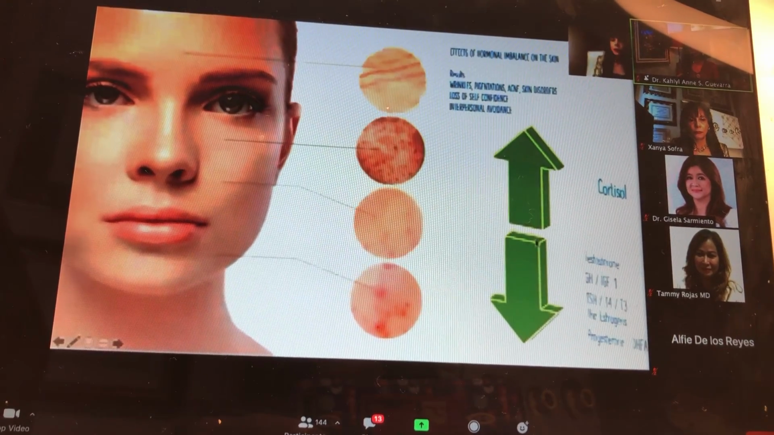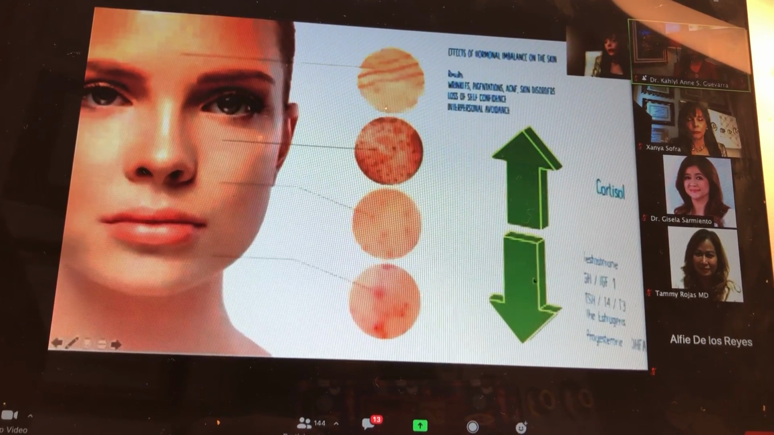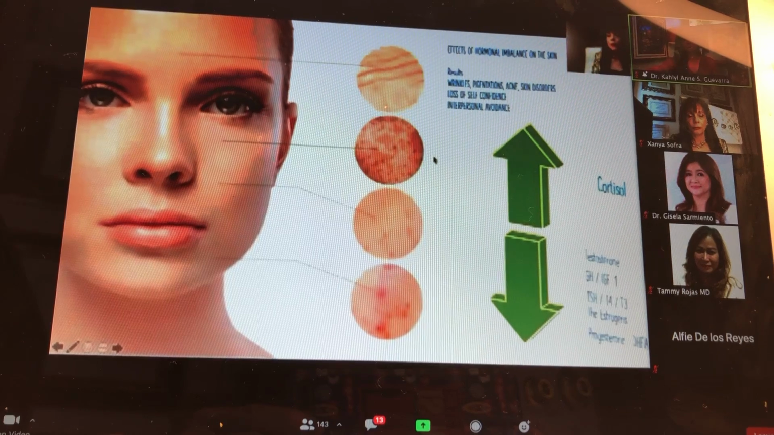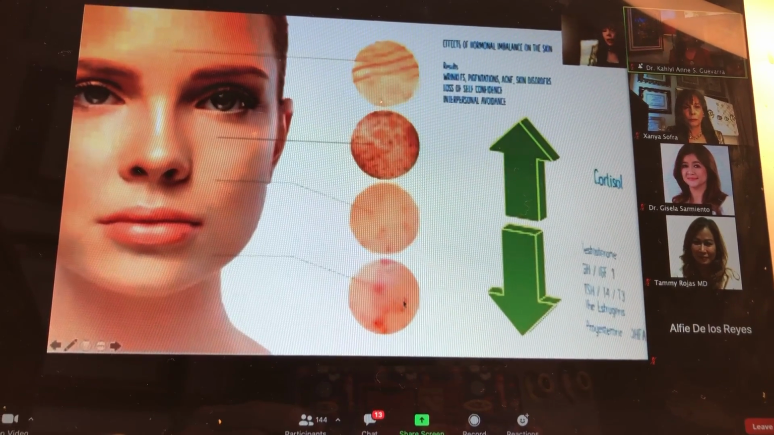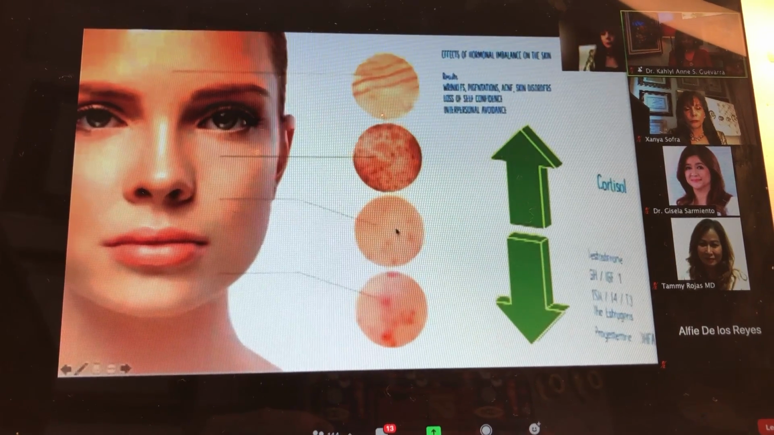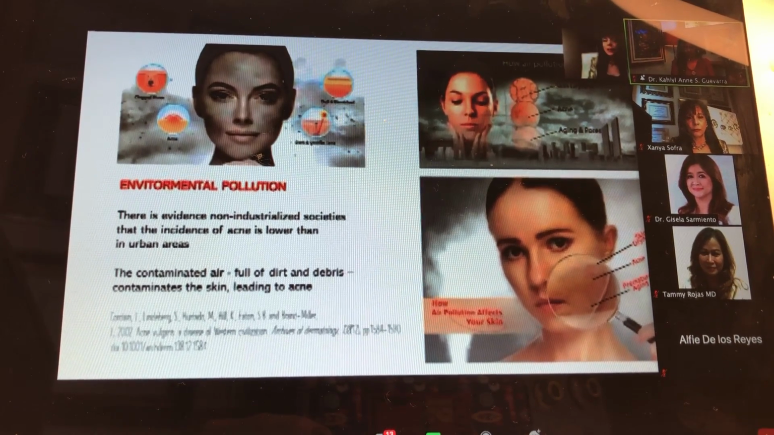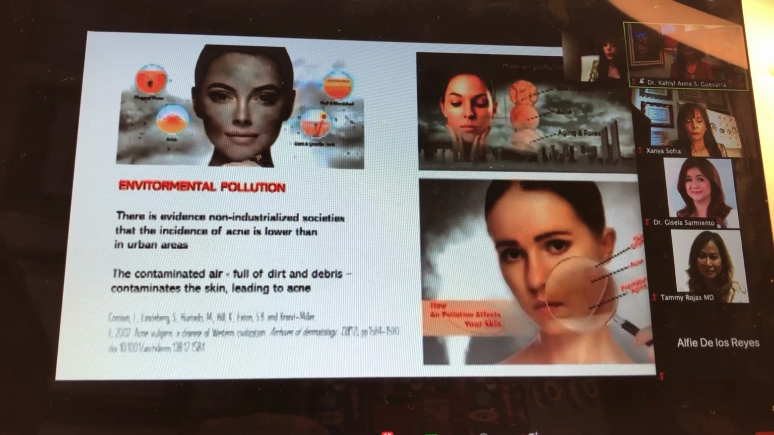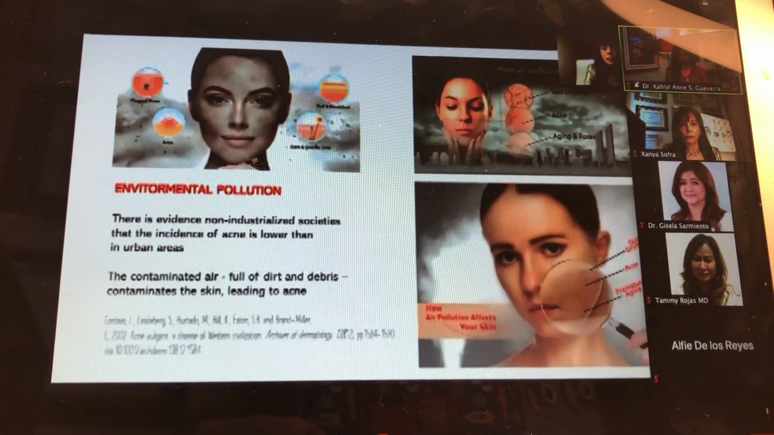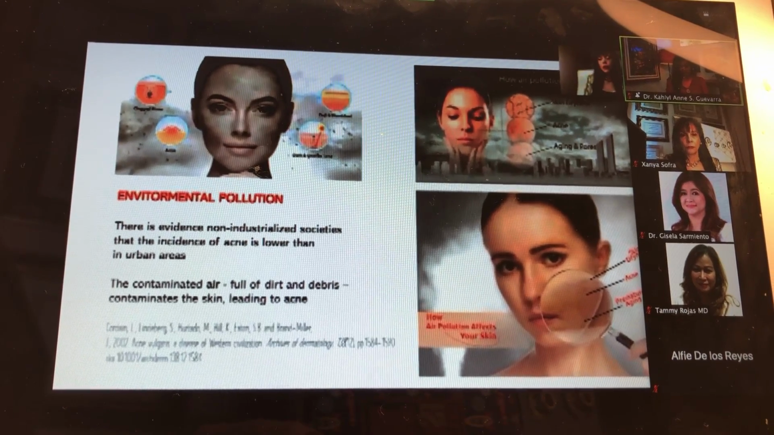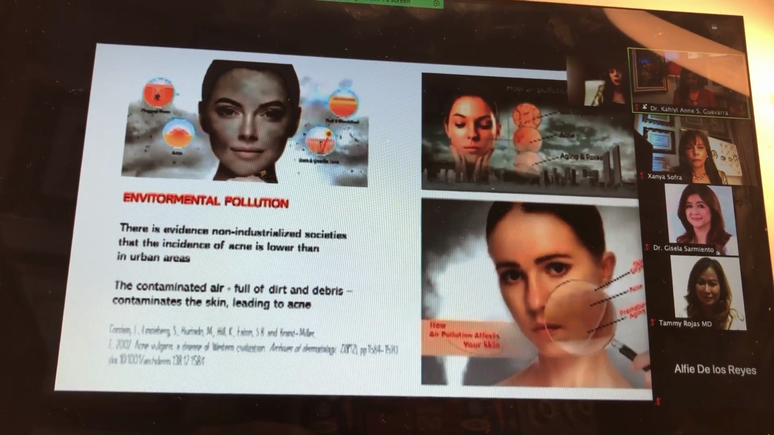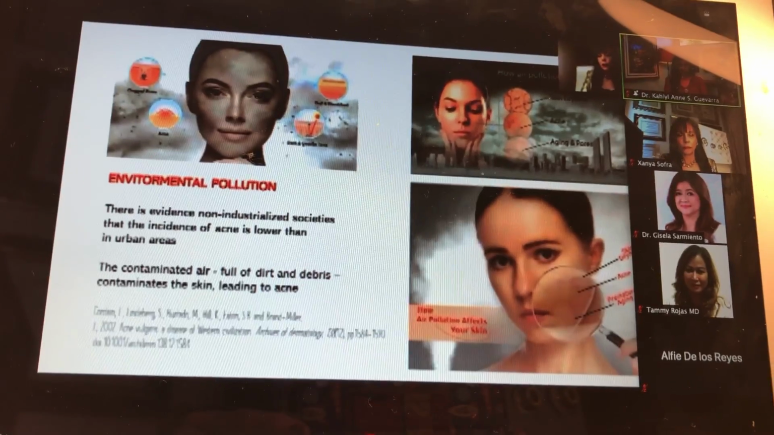Why? As we age, cortisol increases and other hormones decrease. Cortisol is responsible for a number of problems in our skin, including acne, but also inflammation, wrinkles, and other skin conditions. Environmental pollution is a very significant contributor to acne. There is evidence from non-industrialized societies that the incidence of acne is much lower than in urban areas. So contaminated air full of dirt and debris contaminates the skin, leading to acne.